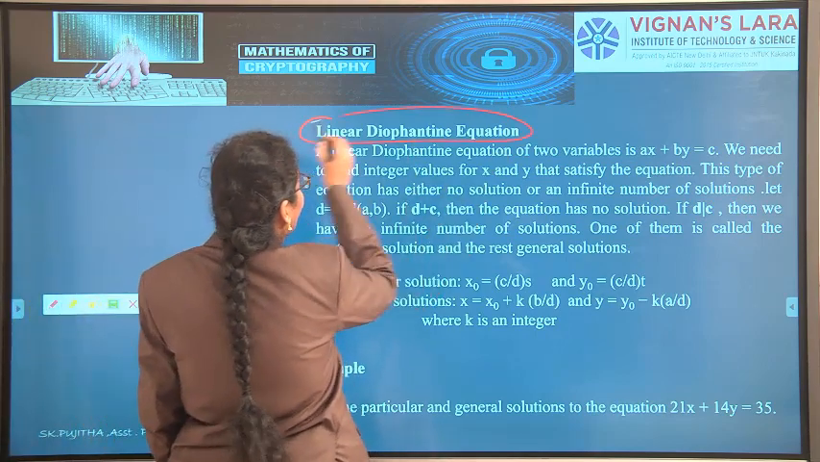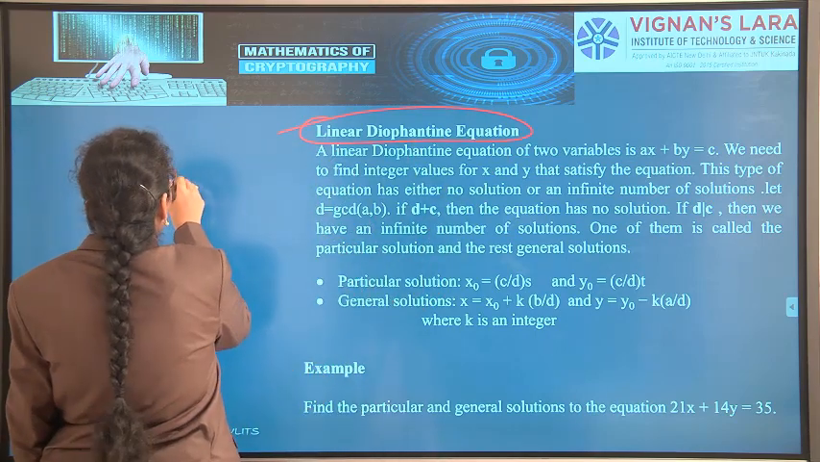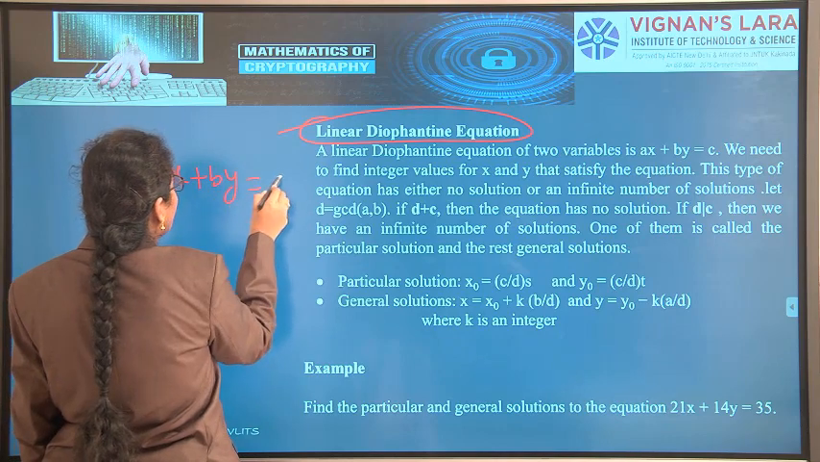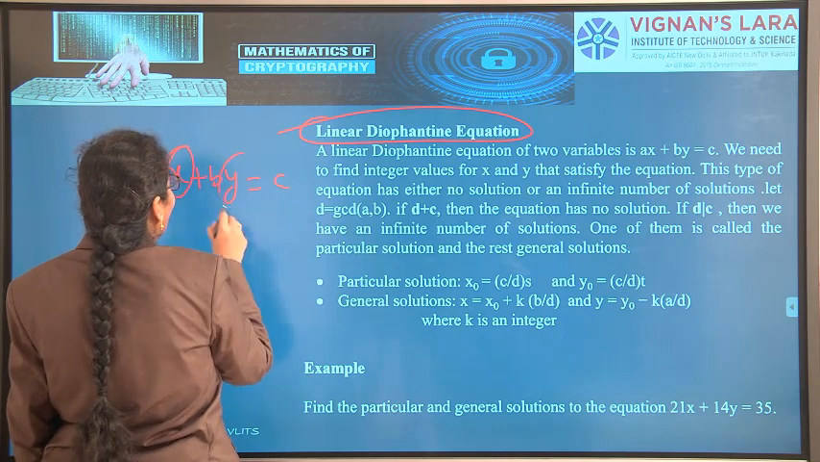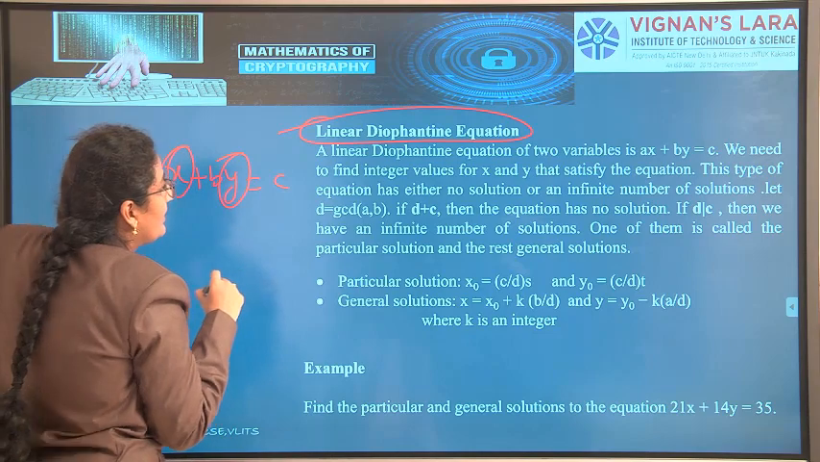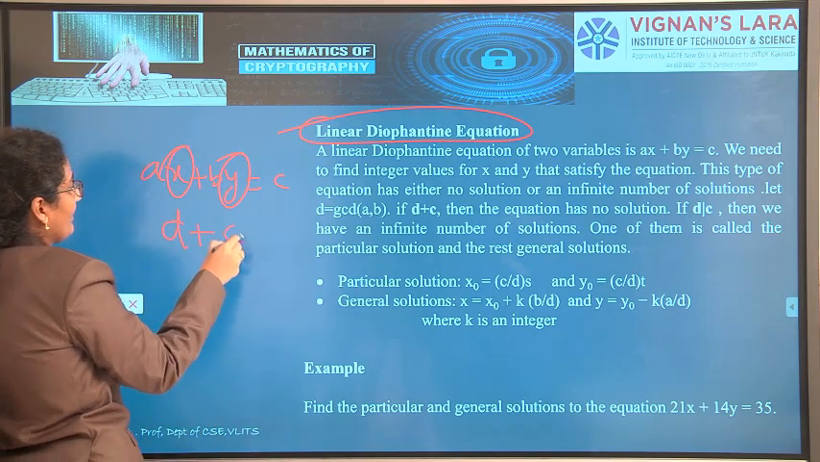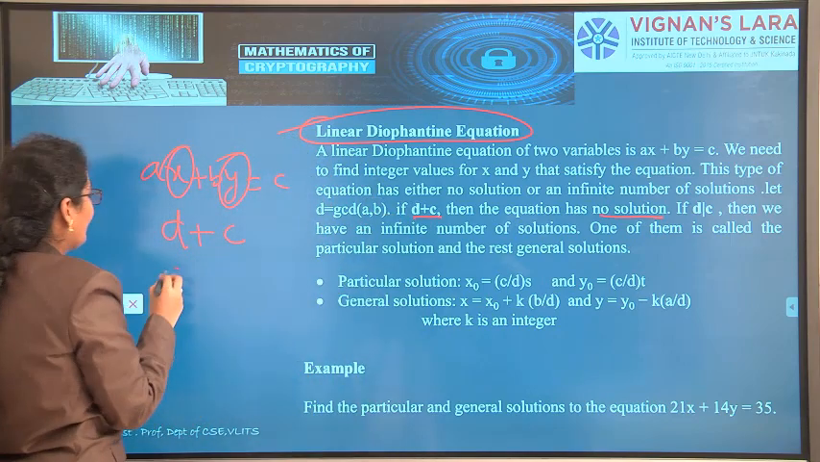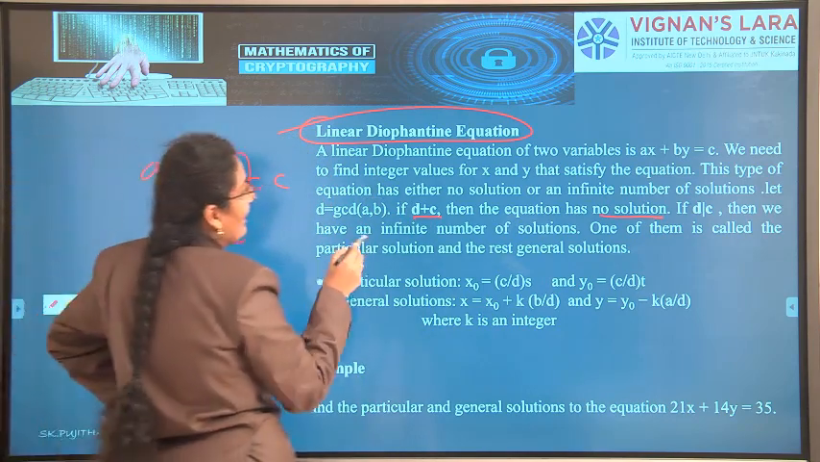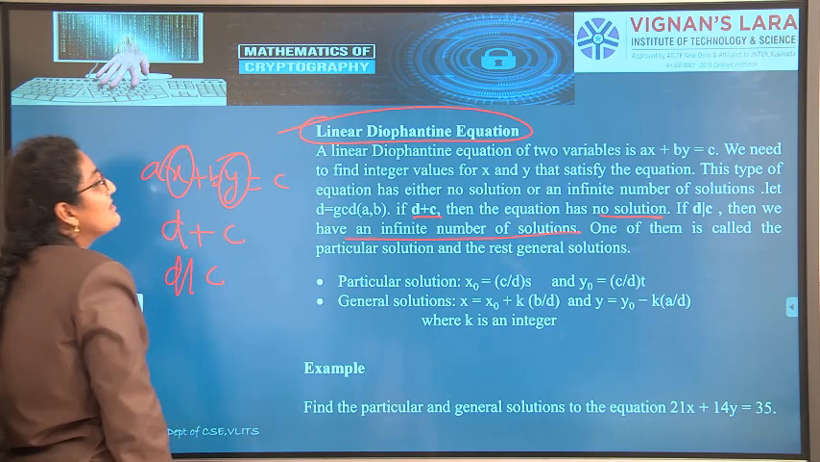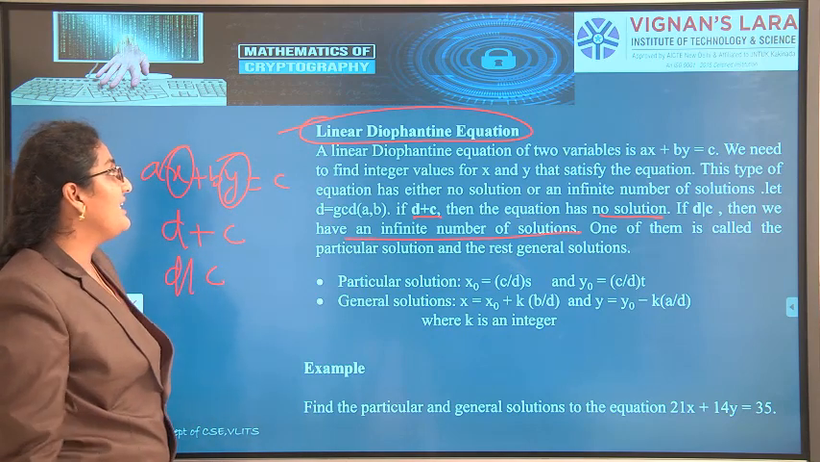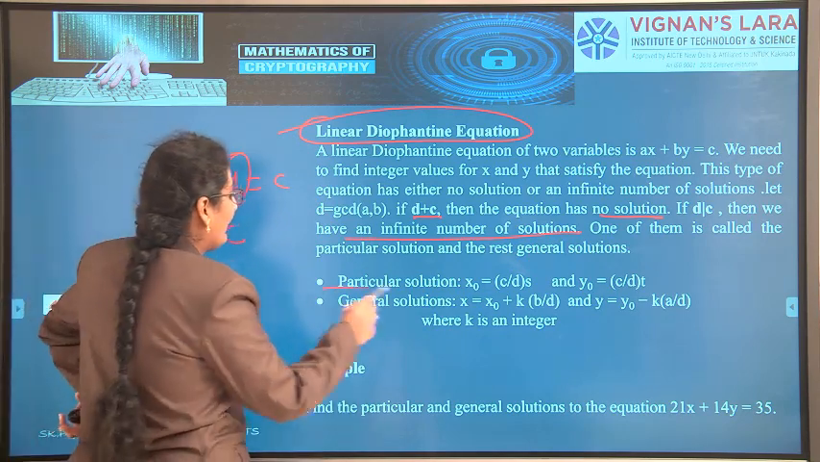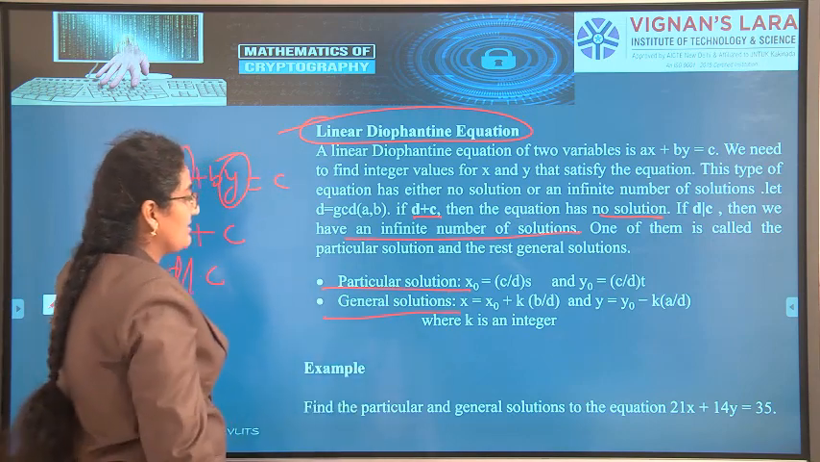What is the linear Diophantine equation? ax plus by equal to c. Here you have to find the x value and y value. If d does not divide c, it will have no solution. If d divides c, it will have an infinite number of solutions. Generally, linear Diophantine equations will have particular solutions or general solutions.